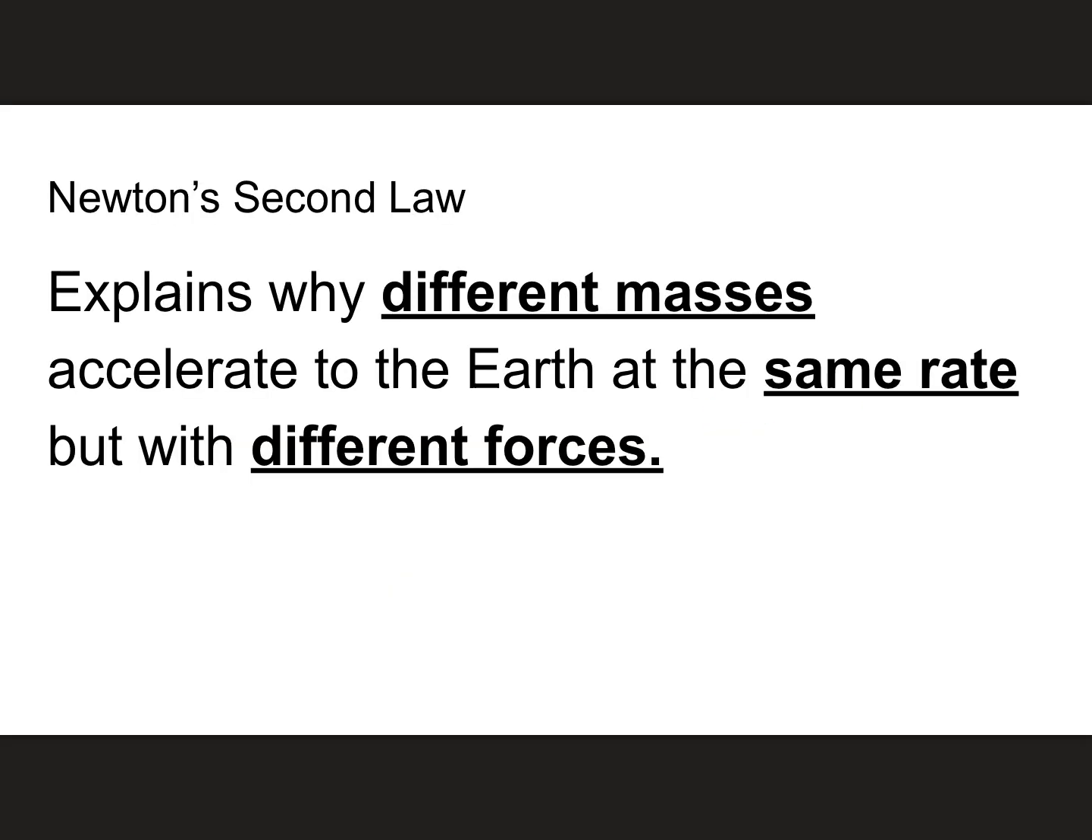So this equation of W equals mg explains why different masses accelerate to Earth at the same rate but with different forces. The acceleration is the same, always 9.8 meters per second squared down, but they impact with different forces because they have different masses.